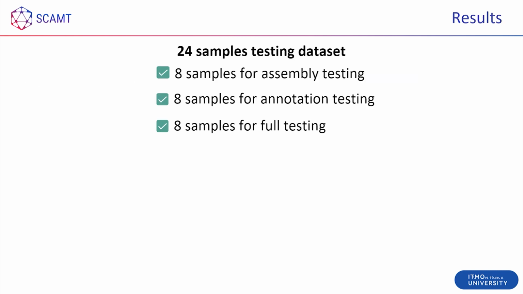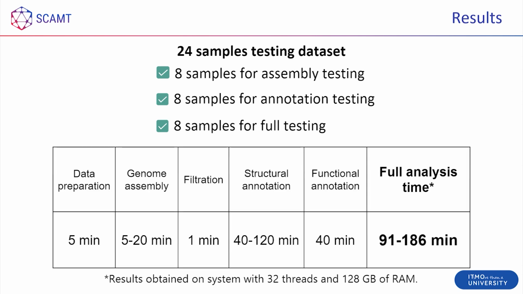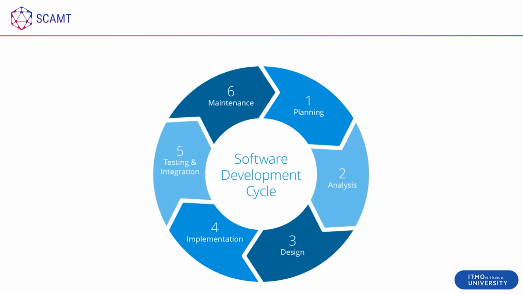A testing dataset of 24 samples was created to check out pipeline running. Full analysis on our system takes from 91 to 186 minutes depending on pipeline configuration. Now Pannopi is at the testing and integration stage. We are building a web interface and finishing pipeline assembly. The expected release date is this summer.